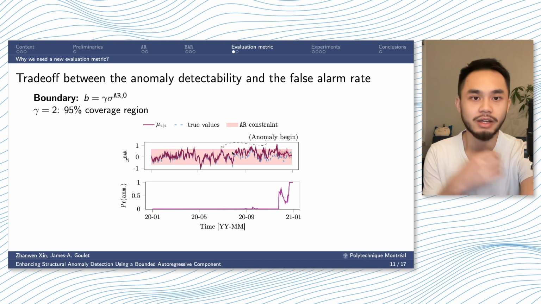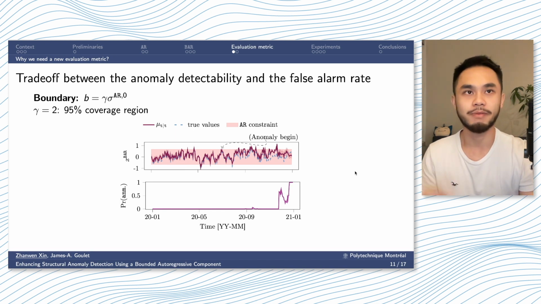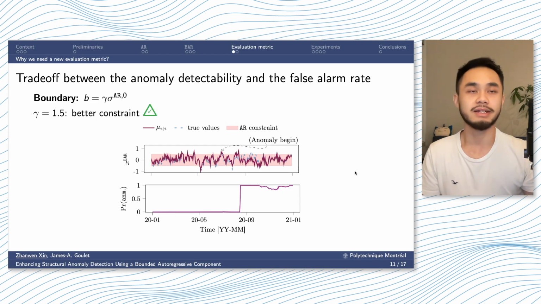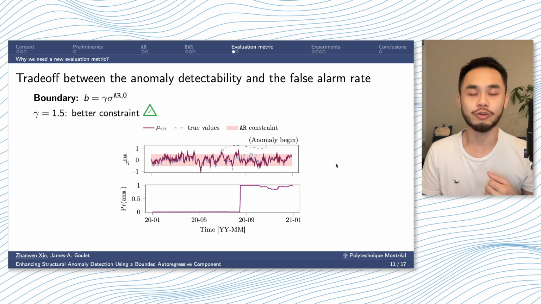We have another time series with an anomaly beginning at the middle. By using this constraint, the model can detect the anomaly almost at the end of the time series. And this performance is okay, but can we get a more sensitive model and detect it earlier? The answer is yes. If we use a smaller gamma value, we have a smaller boundary width, and it provides a better constraint, and the model can detect the anomaly much earlier. But is this a universal trick that I can always keep decreasing my gamma value and I will keep getting a better model? The answer is no.